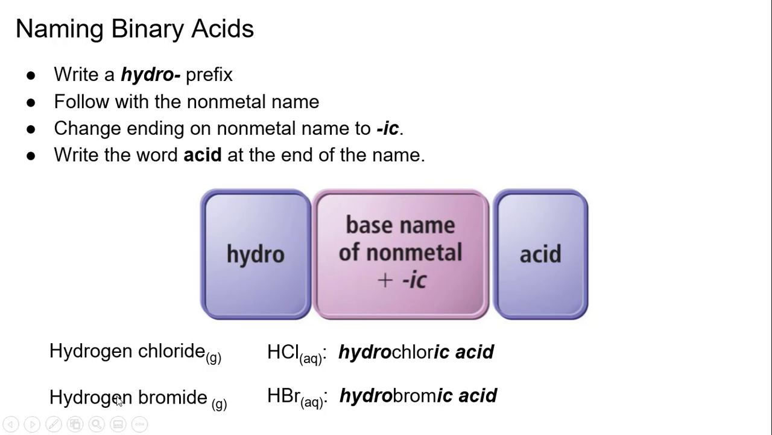So again, if we have hydrogen bromide as a gas, it's named differently. But the minute this dissolves in water, it's now an acid. So we take the base name of the nonmetal. So we'll look at the second half, which is brom. We're going to add hydro and ic acid, and this is now hydrobromic acid. And this is usually for halogens and how they're named.